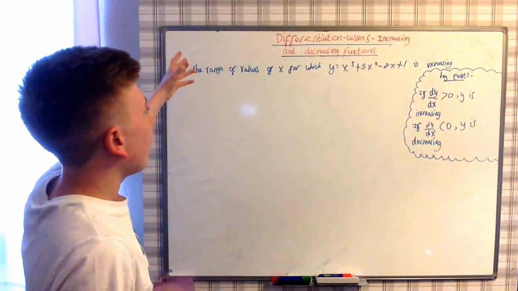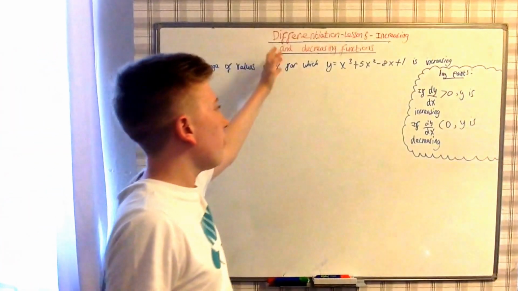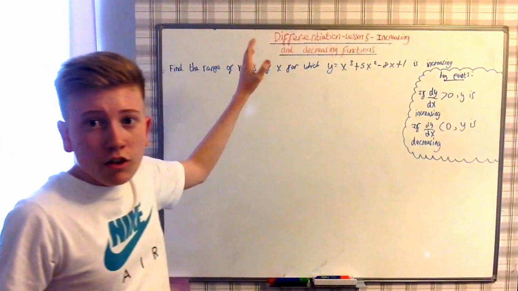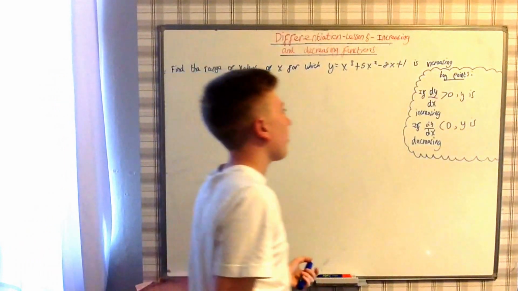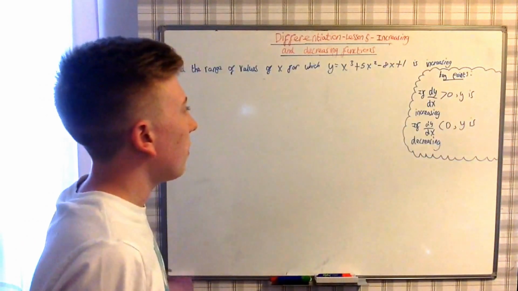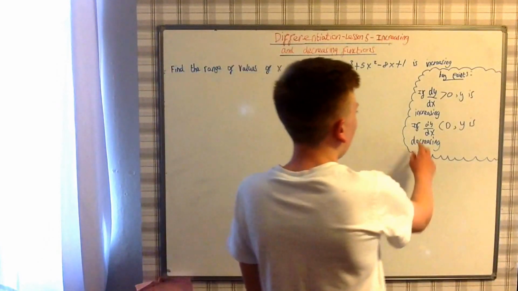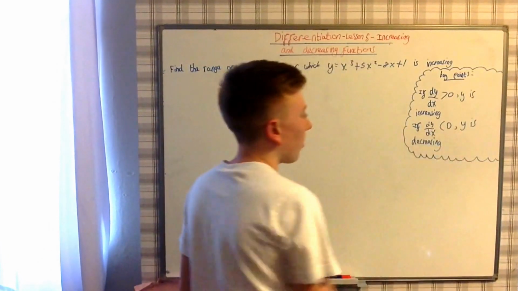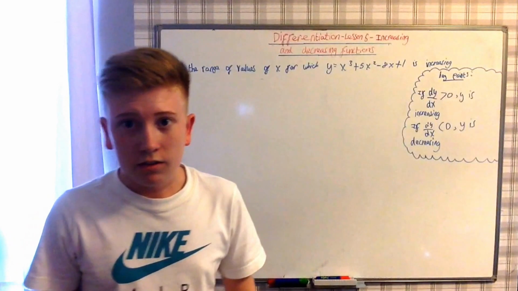This is lesson 5 and today we're going to be looking at increasing and decreasing functions. So, the key points for this lesson are that if dy divided by dx is greater than 0, then y is increasing. And if dy divided by dx is less than 0, y will be decreasing.